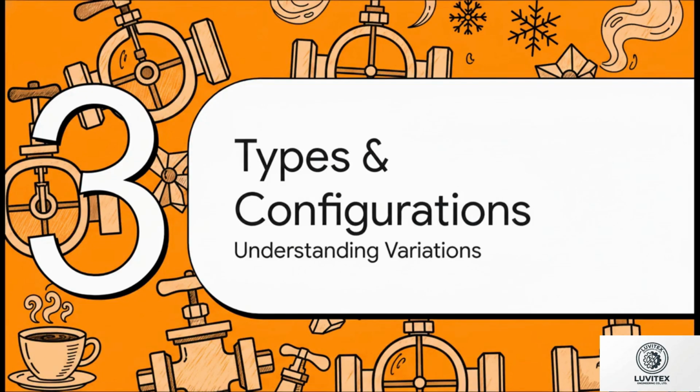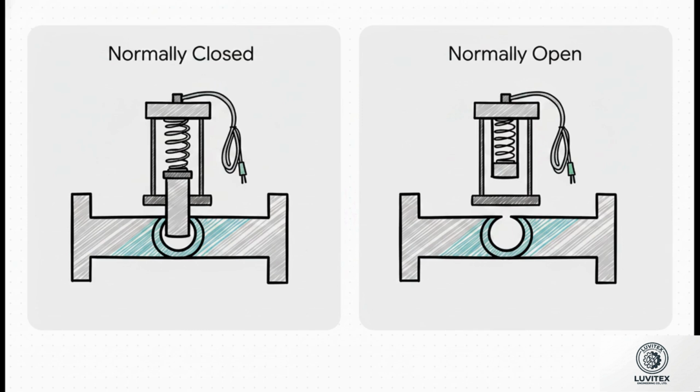Section 3, valve types and configurations, understanding the variations. So, because applications vary so wildly, the most fundamental variation you'll see in these valves is their resting state. A normally closed valve, or NC, uses a spring to firmly block the flow of fluid until you power it up. Conversely, a normally open valve allows fluid to flow freely when there's absolutely zero power. It only actually shuts off when you apply an electrical current. Engineers have to choose these based on a really critical question.